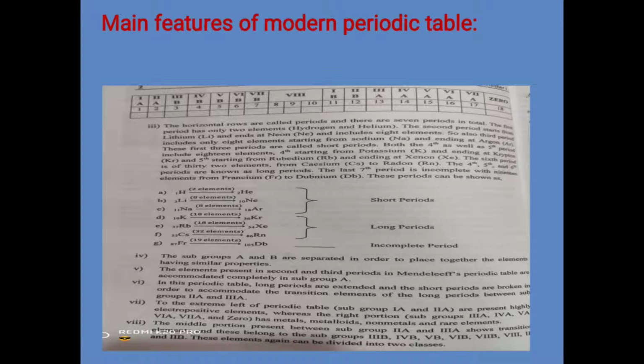The elements are classified on the basis of a more fundamental property of an atom, which is atomic number, by placing elements in the increasing order of atomic numbers. Here, some of the major anomalies of Mendeleev's periodic table are removed in our modern periodic table.